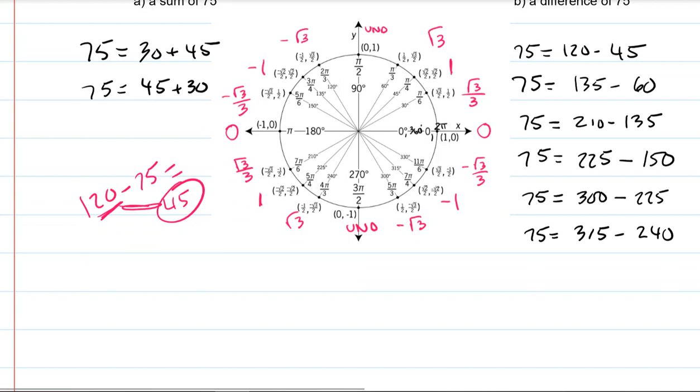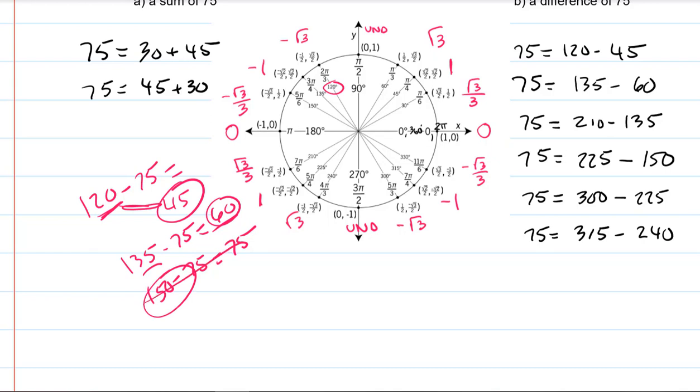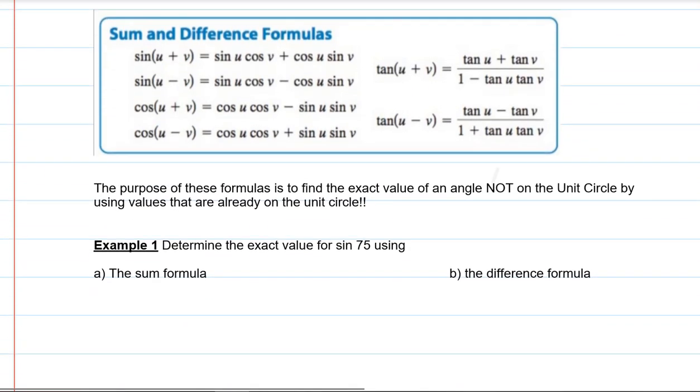Or I could take a look at the next one. So 120 was right here on the unit circle. Then I go to 135, and 135 minus 75 gives me 60 degrees. Oh, 60 is on the unit circle, so 135 and 60 are my pair. But if I go to 150 minus 75, I get 75. Well, that's not on the unit circle, so I can't use 150 as one of my angles. You'll get the hang of that, but that's the thought process we want to develop. All right, so let's take a look at our formulas here.